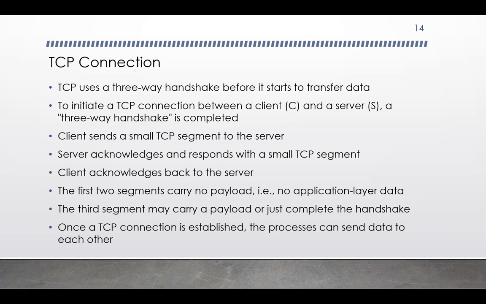In addition, with the client's acknowledgement to the server, the client could actually initiate the conversation and send some data, part of the message, within that third packet. The first two segments carry no payload. There's no application layer data. There's nothing really being sent other than the initiation and confirmation of the connection. The third segment optionally can carry data. Once a TCP connection is established, the processes can then commence to transmit data between themselves.